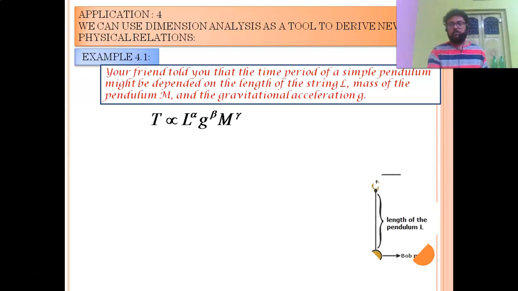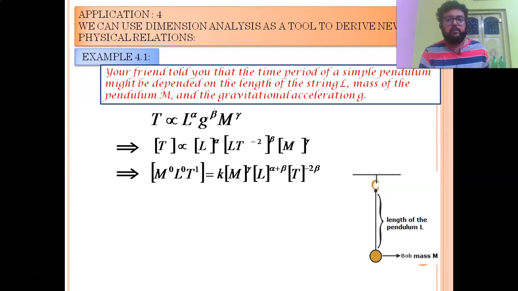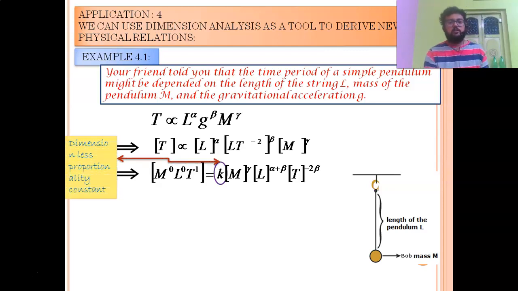Now this is the pendulum, where L represents the length of the wire and m is the mass of the bob. Now we can represent this equation in terms of their dimensional equation. We can substitute the proportionality sign by a proportionality constant. Now don't worry about the k, because it is a dimensionless constant, so in our dimensional analysis it will not affect anything.